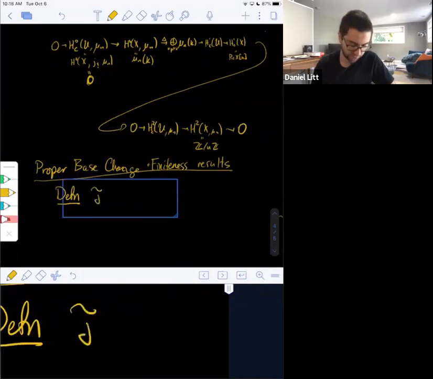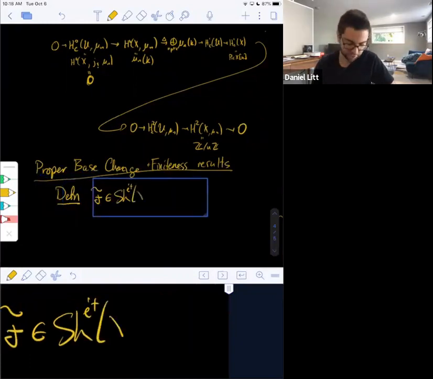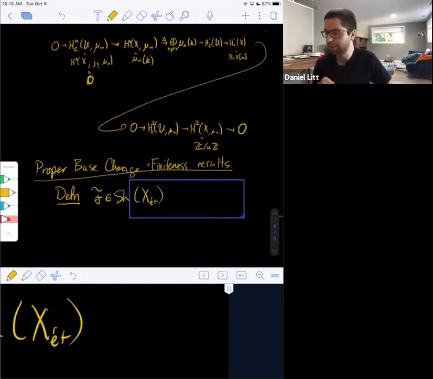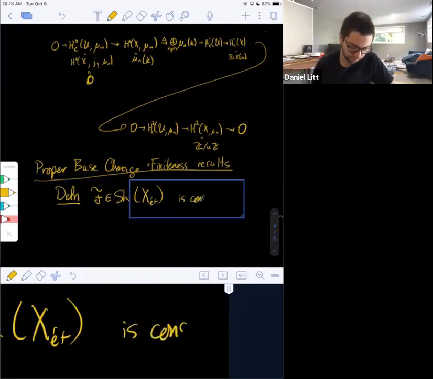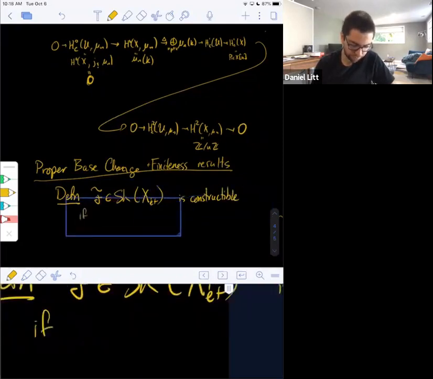So suppose we have F, which is an étale sheaf on X. Oh, sorry, I'm using different notation here. A sheaf on X étale, not necessarily a sheaf of abelian groups. This makes sense for sheaves of sets. And we say this is constructible if two conditions are satisfied.